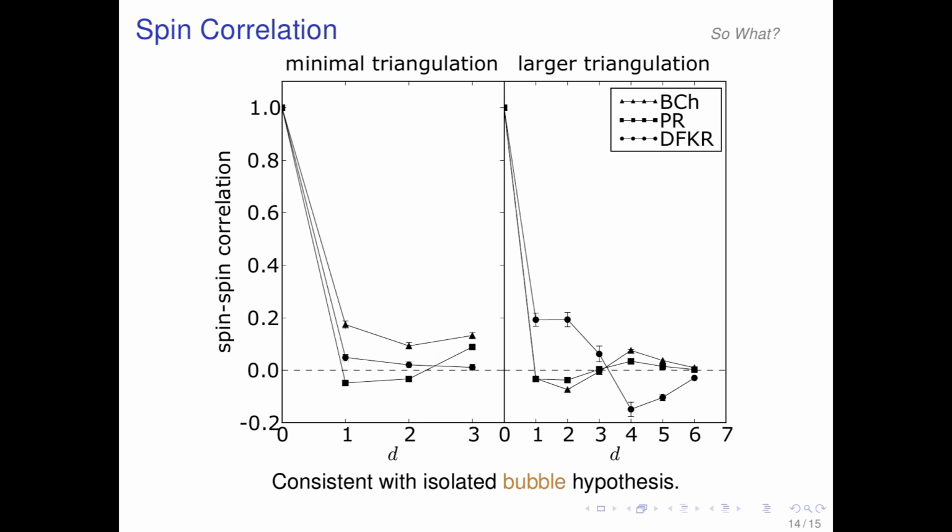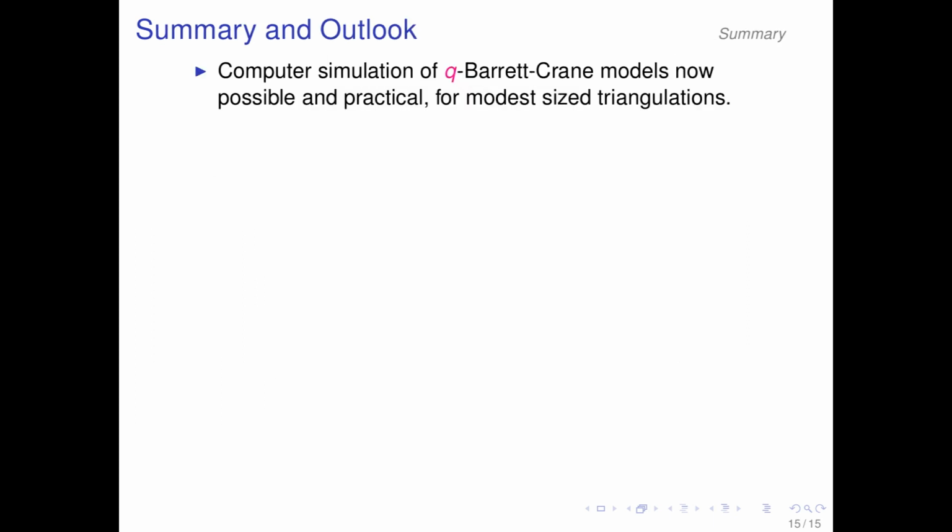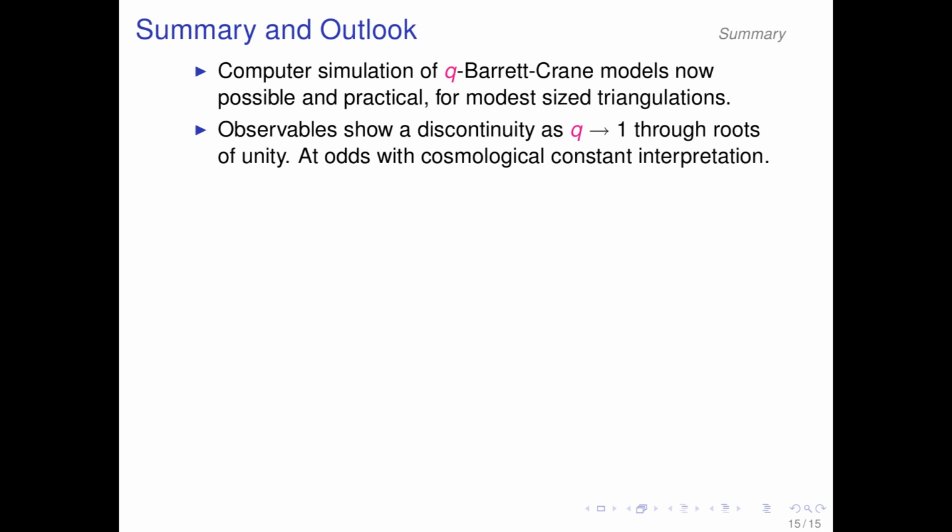This last curve, which doesn't agree with the same argument as I've shown you, is the DF-KR model. And this result is also consistent with the fact that isolated bubbles do not dominate in our case. So let me just conclude. We are now able to do computations with the q-deformed Barrett-Crane model for modest size triangulations. We have observed very interesting discontinuous limiting behavior in the observables that we calculate with it, which, for example, puts the non-trivial Q at odds with the physical interpretation that corresponds to a positive cosmological constant.